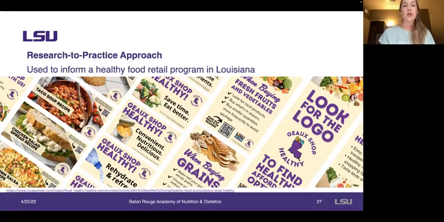So all of these results were intended to inform how these healthy food retail programs are designed and implemented over time in partnership with store management. So the Go Shop Healthy program is launching very soon in a few select parishes, and they are hoping to expand more broadly in the long term. So I don't know, maybe some of you will see these Go Shop Healthy signs around.